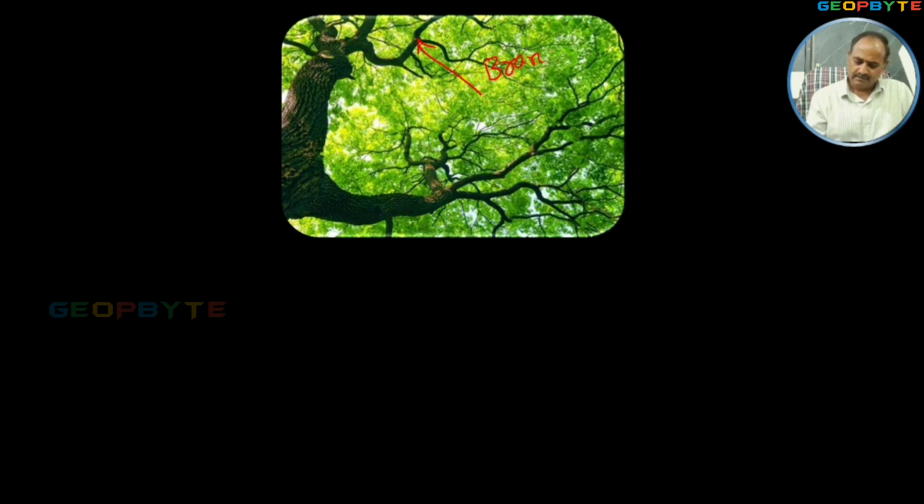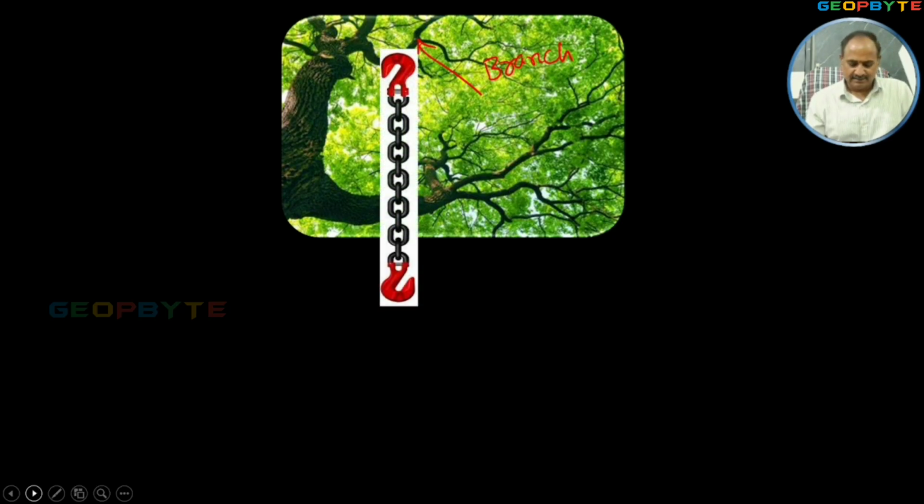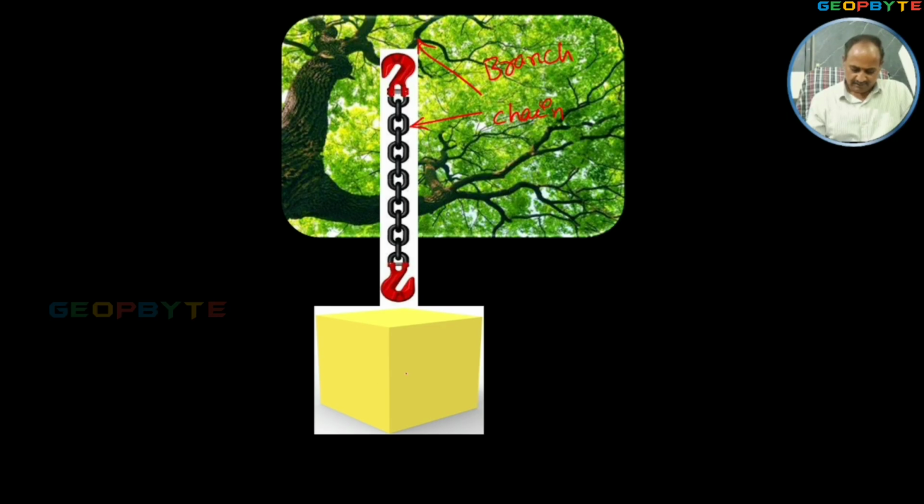For this branch, I am going to connect some weight by means of a chain like this. This is the chain. At the bottom of the chain, the load is connected. This is the load. Now, it is given that the mass of the chain, let that be MC, equal to 10 kg.